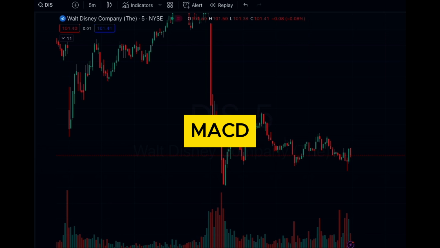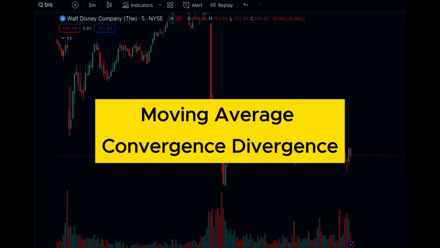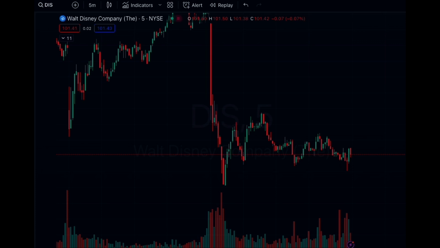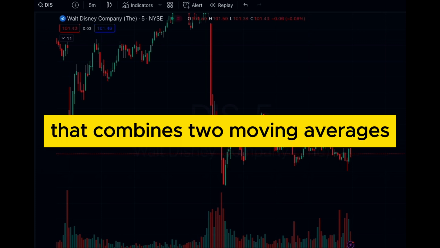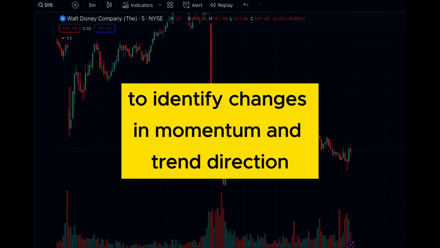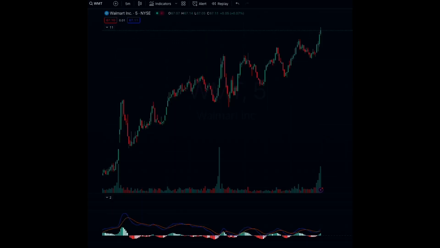Next up, we have the MACD, or Moving Average Convergence Divergence. MACD is a versatile indicator that combines two moving averages to identify changes in momentum and trend direction. Here's how it works. The MACD consists of two lines, the MACD line and the signal line, and the histogram.